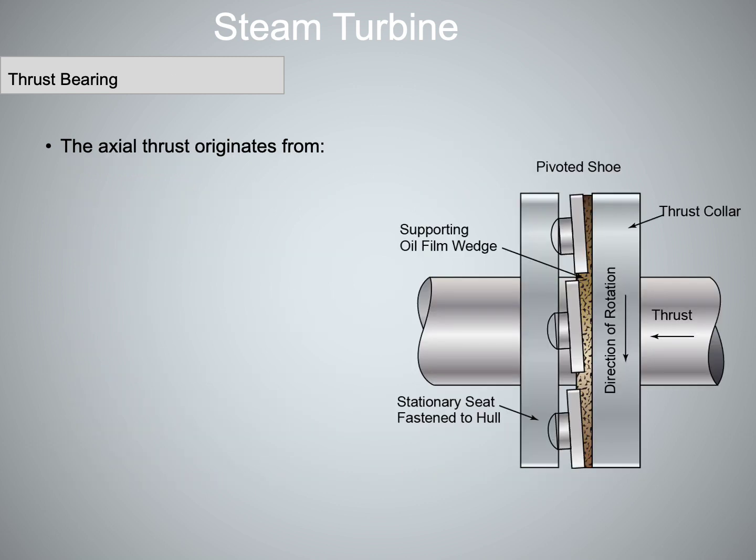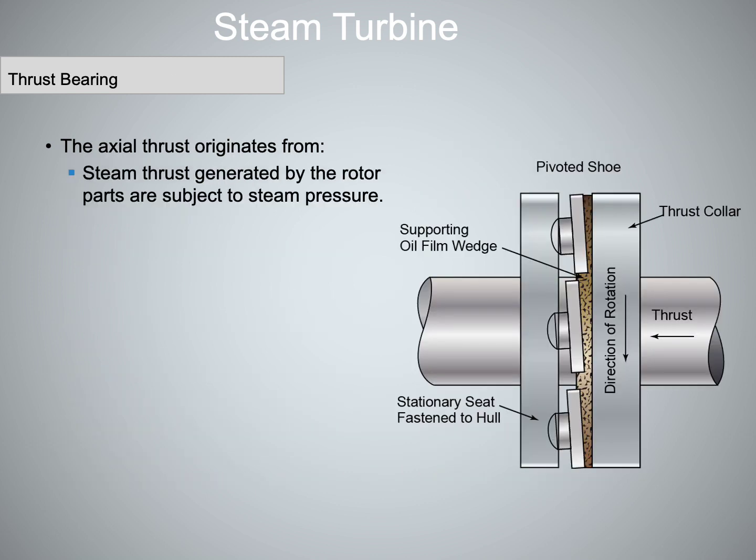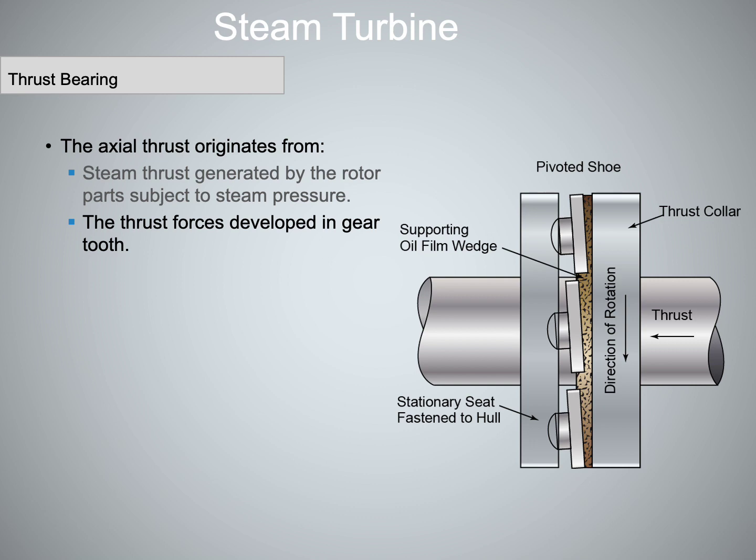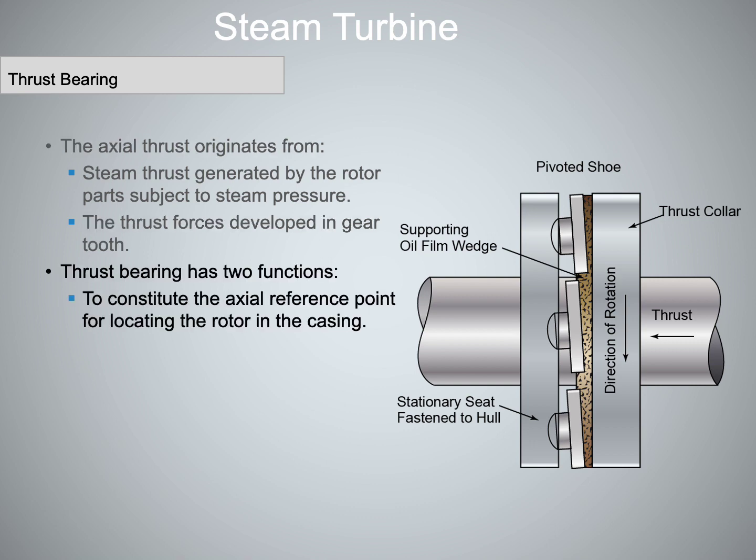Thrust bearings. The axial thrust originates from steam thrust generated by the rotor parts, which are subject to steam pressure, and from the thrust forces developed in gear teeth. Thrust bearing has 2 functions: to constitute the axial reference point for locating the rotor in the casing, and to carry the axial thrust.